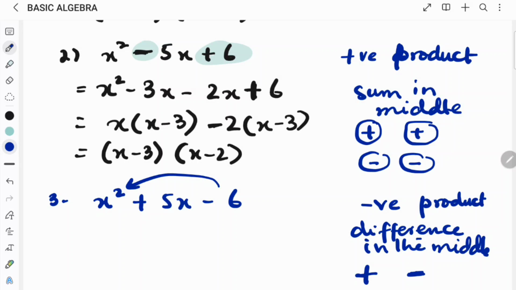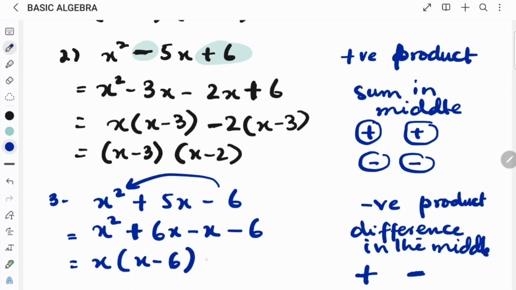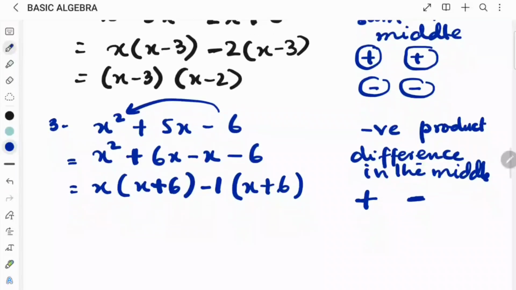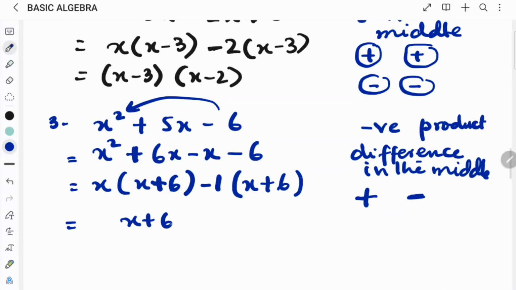So here we cannot take 3 and 2 because we don't have to take the sum 5, we have to take the difference 5. So 6 ones are 6, so plus 6, because plus is there with 5, so I'll take the greater digit with the same sign, 6x minus x. 6 ones are 6, minus 6 as it is. Then what do we do? Take common, x minus 6, nothing common, minus 1 common, x plus 6, sorry, then it will be x plus 6. So your answer will become x plus 6 and x minus 1.